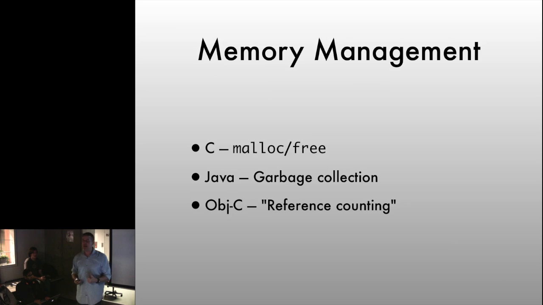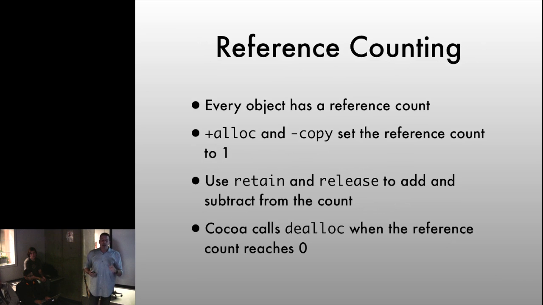So Objective-C uses a process called reference counting for its memory management. Every single NS object has a reference count associated with it. And this is one of the big reasons that every single NS object is a pointer. Always, always, always, all the time. Because you need to always have a reference count stored for that object. We'll talk about what that is and what it's used for in a moment.